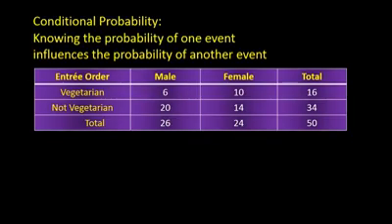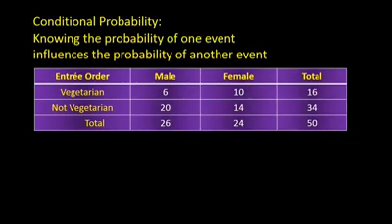Let's take a look at a cross-tabulation showing males and females and their dinner orders. Again, we have 50 customers, 26 males and 24 females, and we have 16 customers who ordered vegetarian meals and 34 customers that ordered something else. This table shows the distribution of males and females and their orders. Now let's say, for example, we know that a customer is male. Does that change the probability that the customer ordered a vegetarian dish? If it does, then being male is related to the entree that the customer orders.